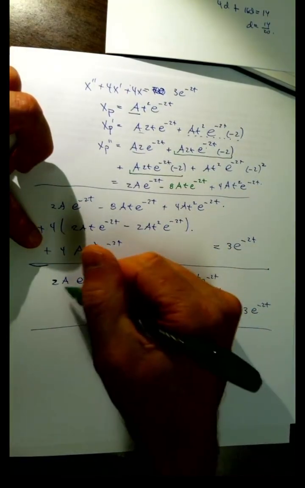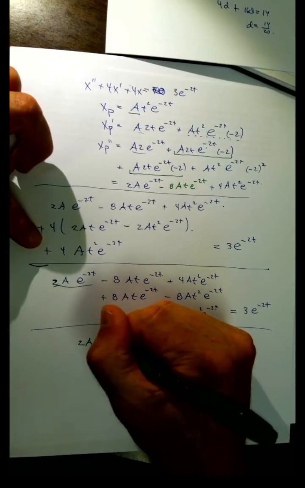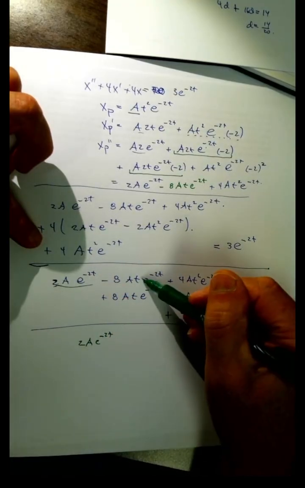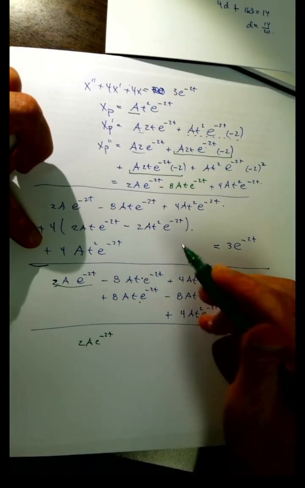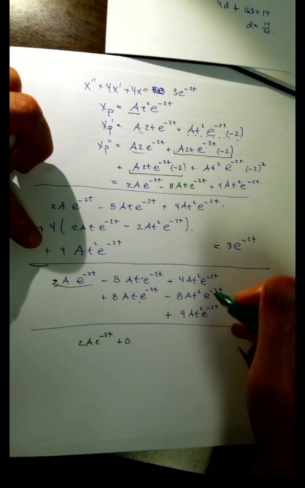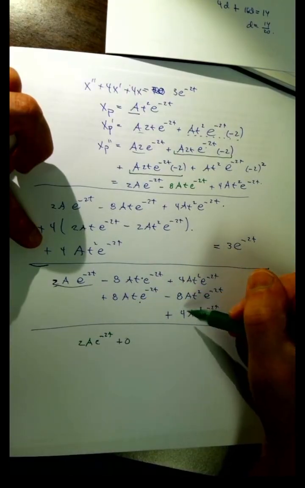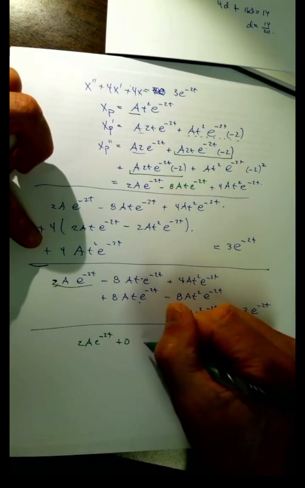Notice this becomes 2a e to the minus 2t. Minus 8 of these plus 8 of these gives me 0. 4 minus 8 plus 4 of these gives me 0.